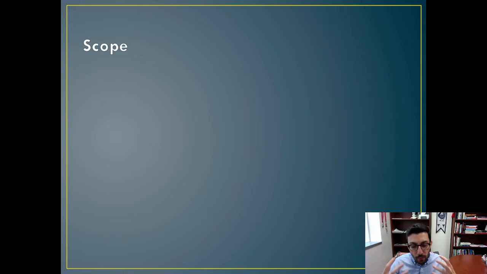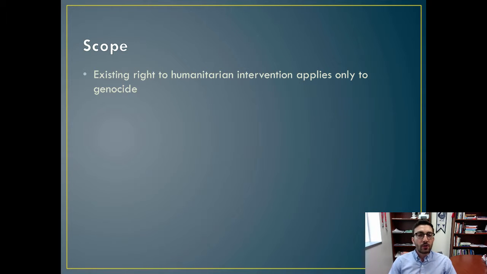So what about the scope of this term? Where does it apply? How do we know when it's appropriate? Let's begin to have that kind of a discussion. The existing right to humanitarian intervention applies only at this point to genocide, which is the systematic elimination of a particular group of people.